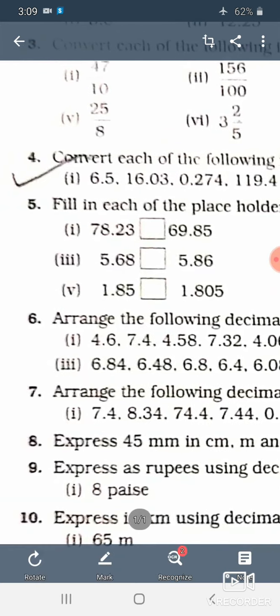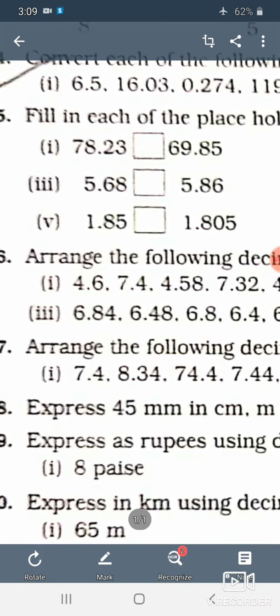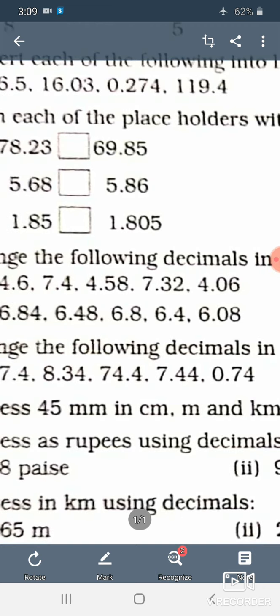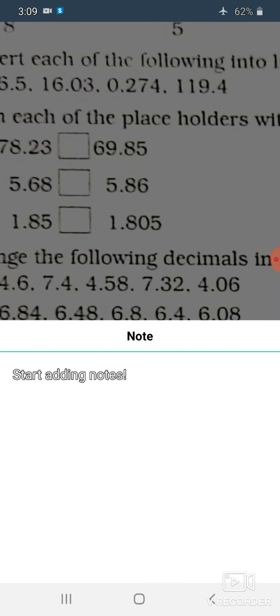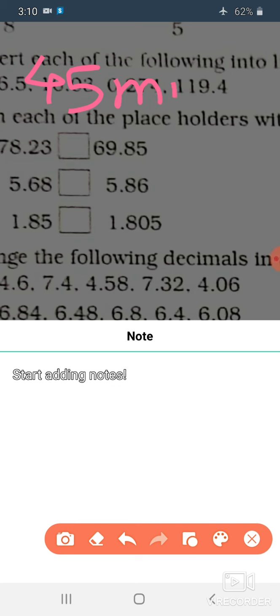Let's move forward. Now in eighth number, you have to express 45 millimeter in centimeter, kilometer and meter. Okay, let's solve it. What do we have? We have 45 millimeter, and we have to convert it into centimeter, meter and kilometer. Okay, sure. Let's learn something.